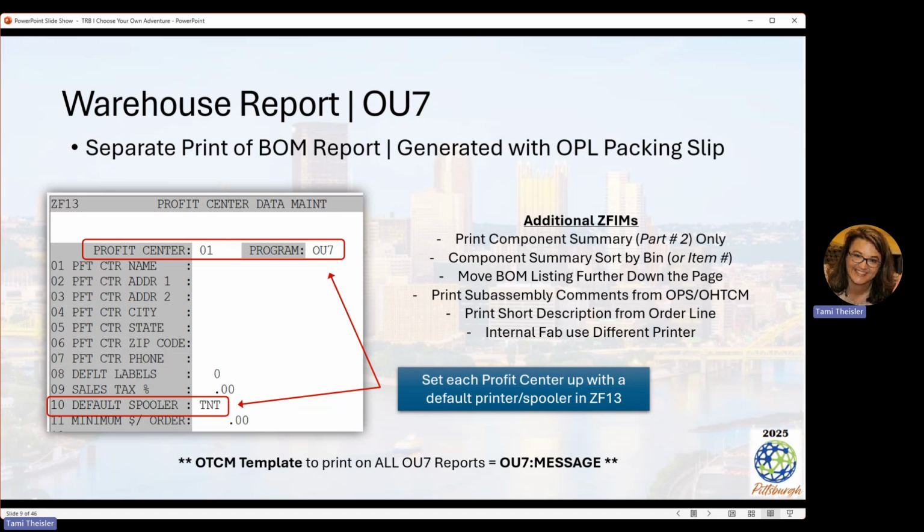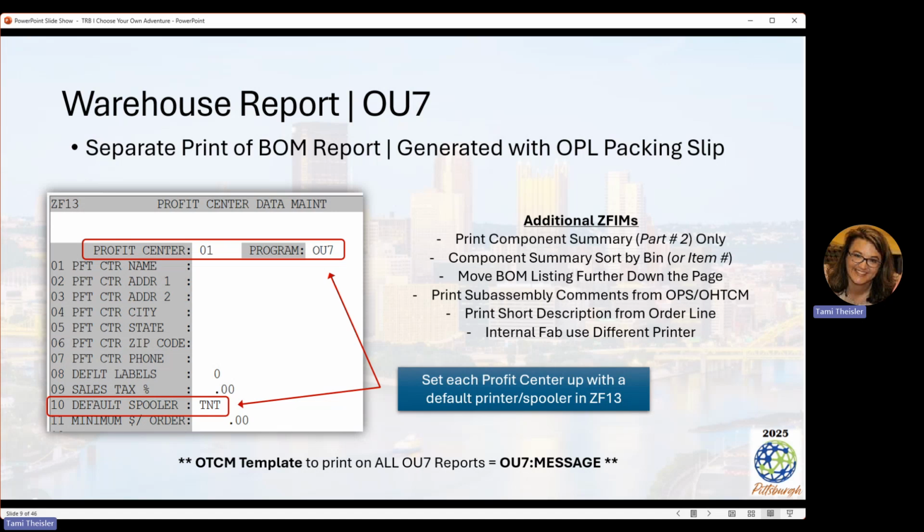There are additional ZIFMs that go with OU7. Since we only have so much time, I will tell you, if you go into ZIFM for those global settings and search for OU7, there's one where maybe you only want to print the component summary only. You don't want that first part of the report to print.